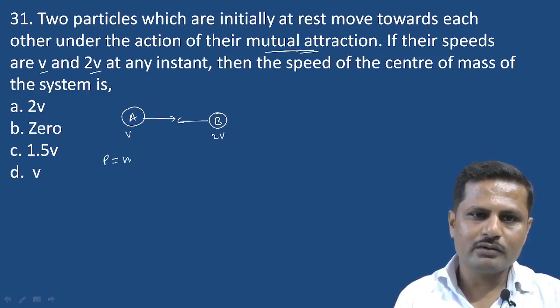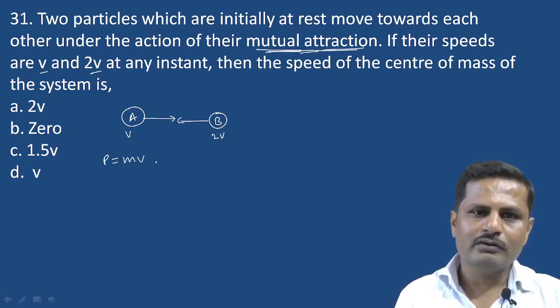Momentum is 0, and since there are no external forces acting on them, the final momentum is also 0. They are moving just under the action of their mutual attraction. And the mass cannot be 0, so the velocity of the center of mass is 0. So option B is the right answer.